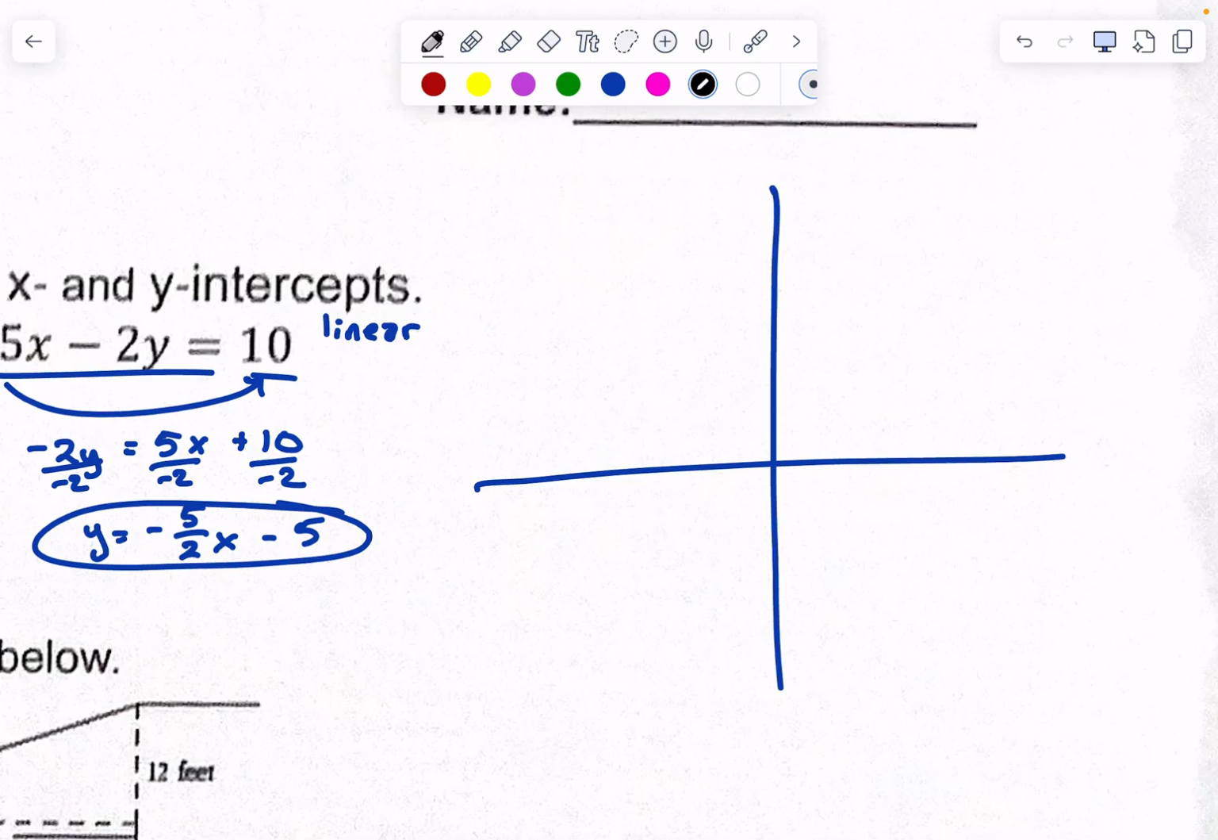I solved for y. I put him into slope-intercept form. Now I'm graphing. 1, 2, 3, 4, 5 right there. And I'm going to go down 5 over 2, or I'm going to go up 5, 1, 2, 3, 4, 5, and over 2 this way.